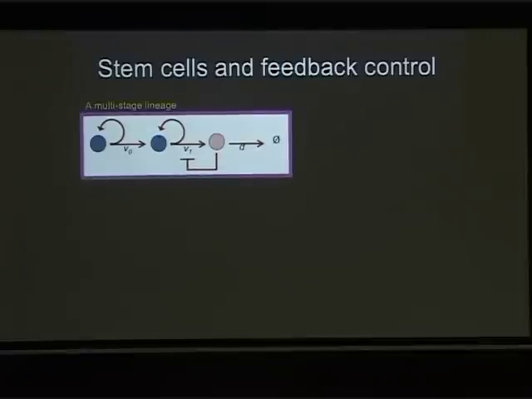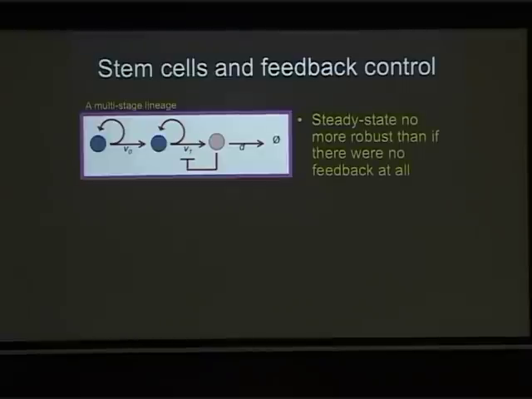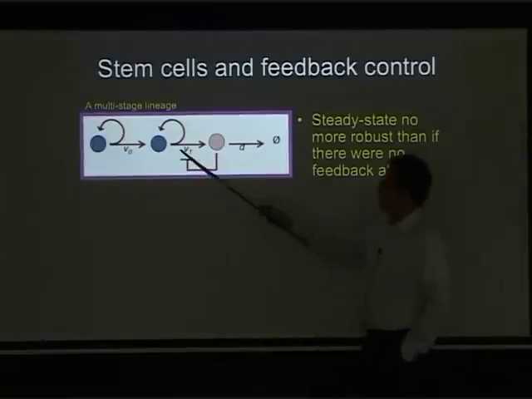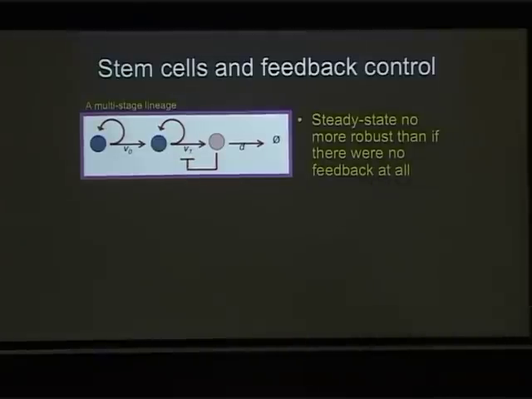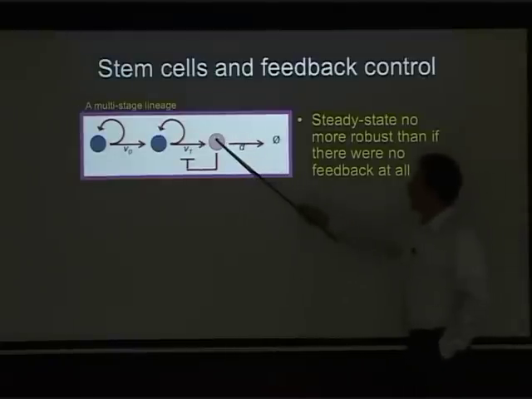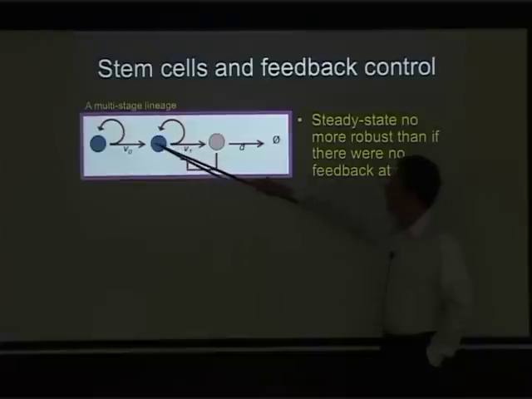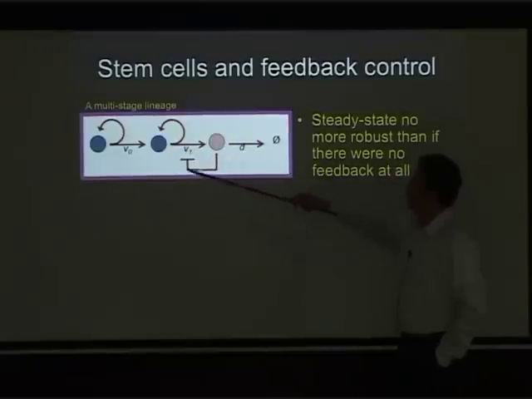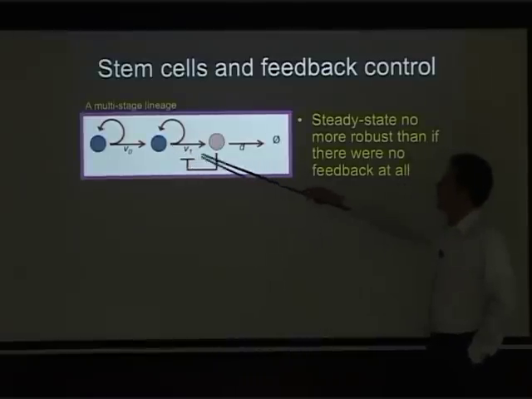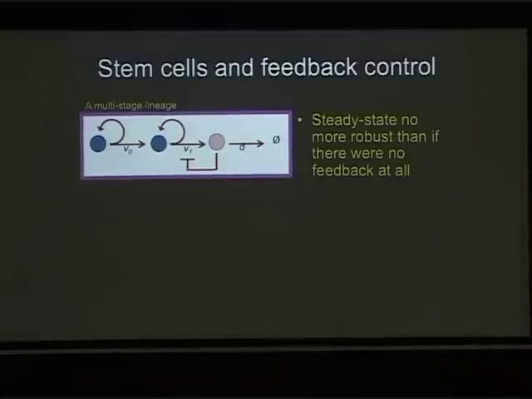And you can do the same thing in a multi-stage lineage, where you have many different lineage stages. But interestingly, if you have a terminal cell feedback on something that isn't a stem cell, but a sort of intermediate cell, then it actually provides no robustness at all. Basically, as a result of feeding back on this, these cells end up accumulating. And so you produce these cells at the same rate as if there were no feedback. So essentially, in terms of the steady state behavior, this sort of feedback loop is actually kind of useless. It doesn't really do anything.